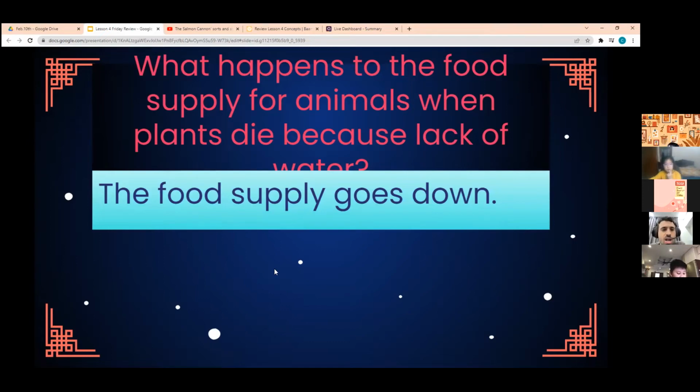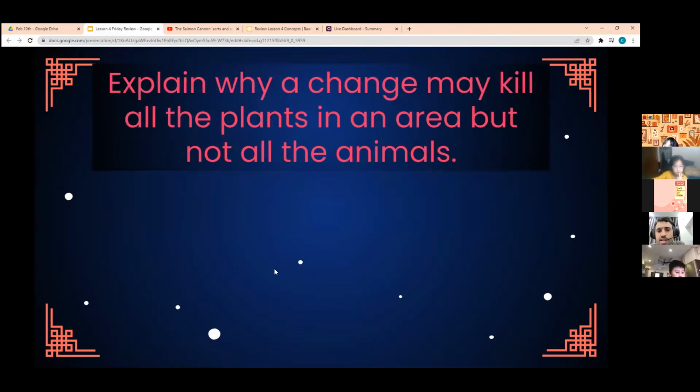Exactly. Increase. Okay, explain why a change may kill all the plants in an area, but not all of the animals. Why might all of the plants during a volcanic eruption die, but not all of the animals? Sarah, why might all of the plants during a volcano get killed, but not all of the animals?